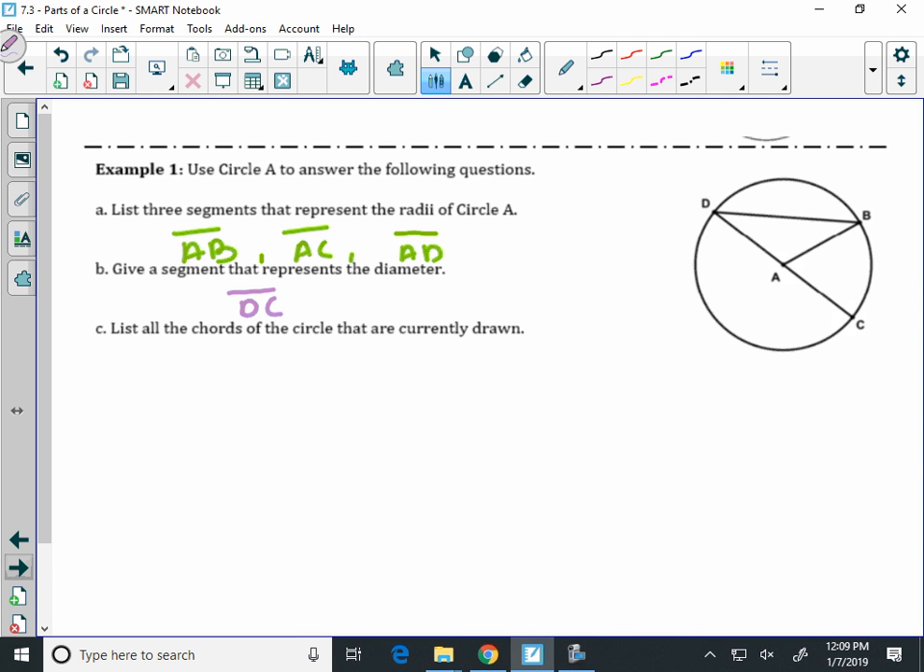List all the chords that are currently drawn. Give me a chord. DB, very good. It's on the edge, goes inside the circle, and stops at the other edge, DB. What's another chord? DC, yeah, the diameter, remember, is a chord. So whatever the diameter is, it's also a chord. Just a special type of chord. Questions over that?